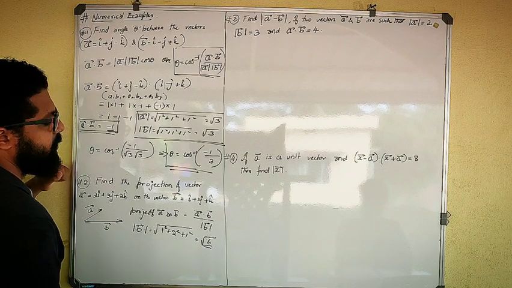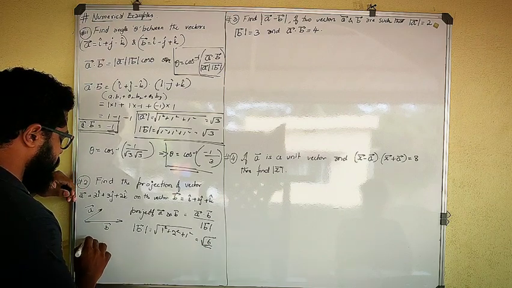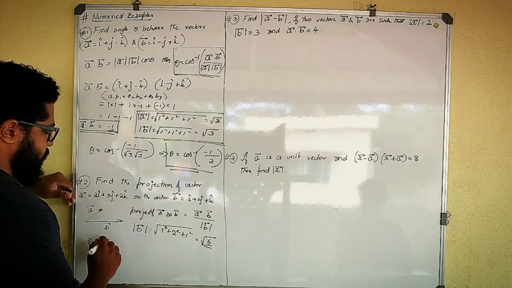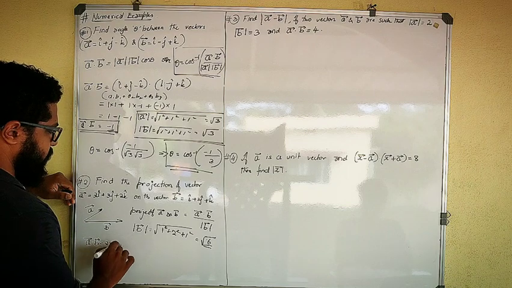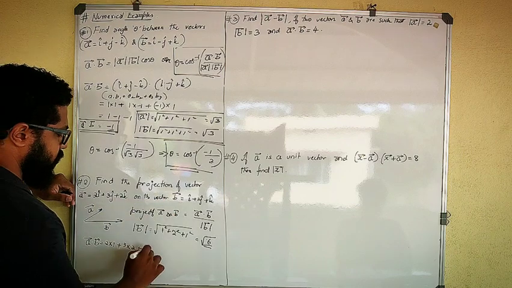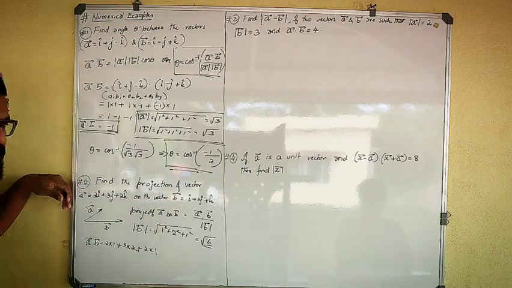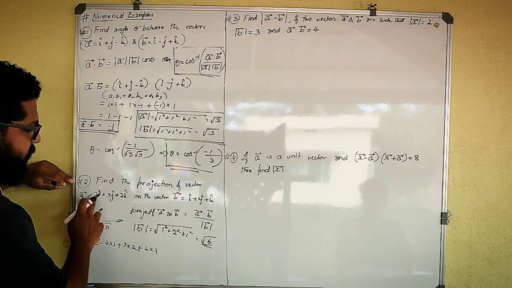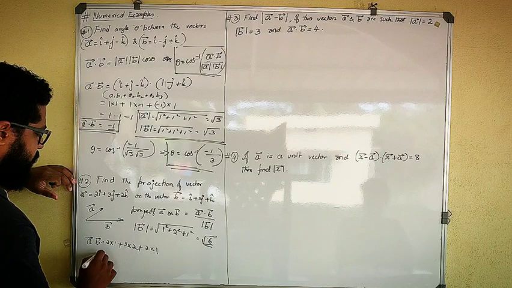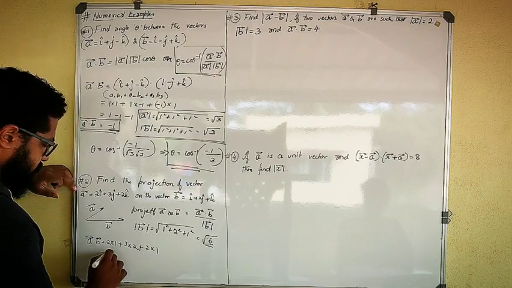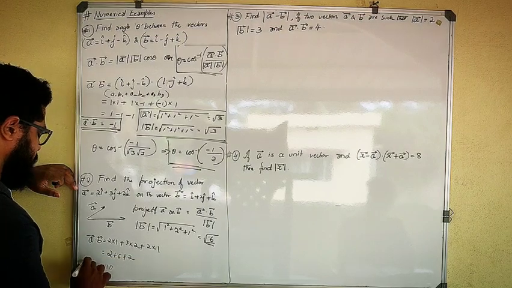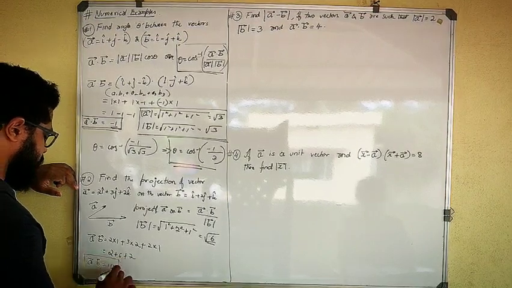I cannot do anything with that. So root of 6, let it be. Then A dot B also I will find out. What is A dot B? A dot B is simply this number into this number, that is 2 into 1 plus 3 into 2 plus 2 into 1. Correct? Right? This number into this number, this number into this number, and this number into this number. So A dot B will be 2, 6, 2, which is equal to 10. A dot B is equal to 10.